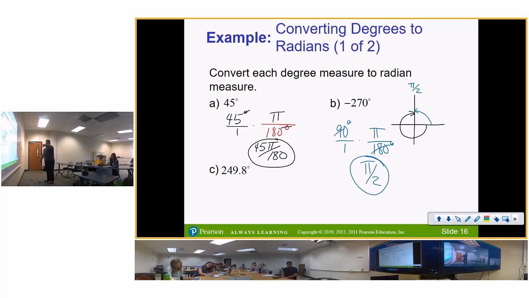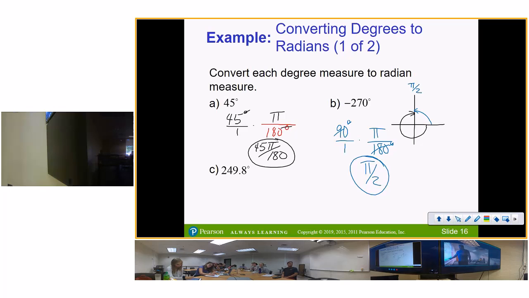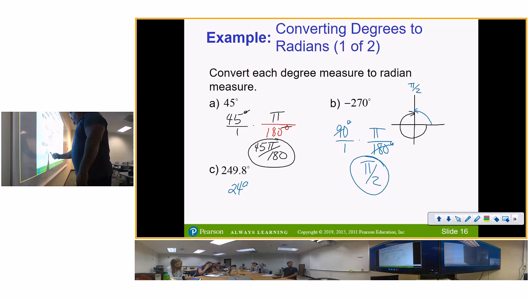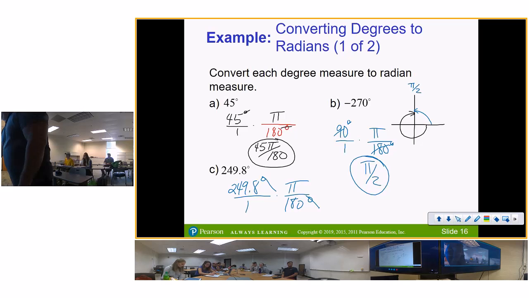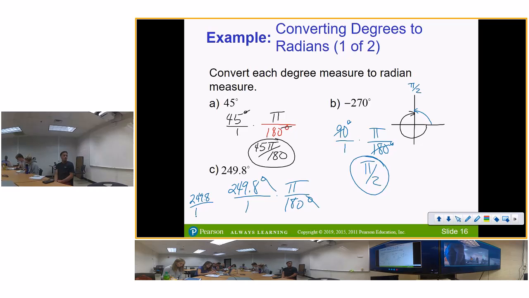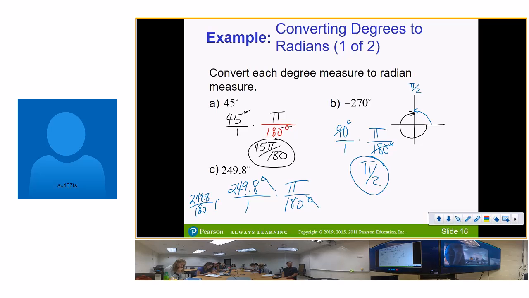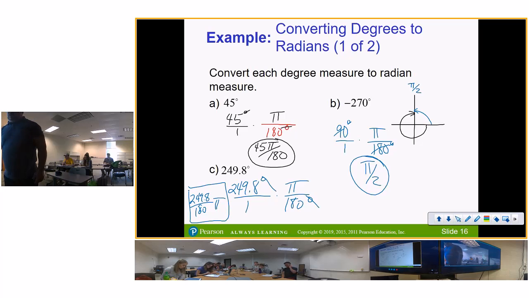Now this one, you're just going to do it on a calculator. This is 249.8 degrees over 1 multiplied by pi over what? So you're going to take 249.8, divide it by 180, and then put a pi beside it. I'm not going to do that, but that's your answer.